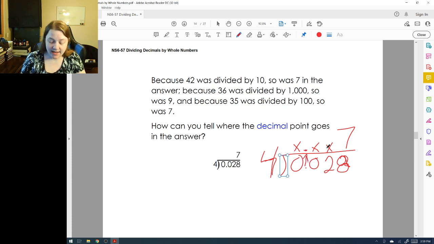Notice how I had X's here. Those X's are placeholders that say don't put a number there. You're going to keep going over to see how many times 4 goes into that number. Now that I know where my decimal's going, I might have to put those zeros right there. So my answer would be 0.007.